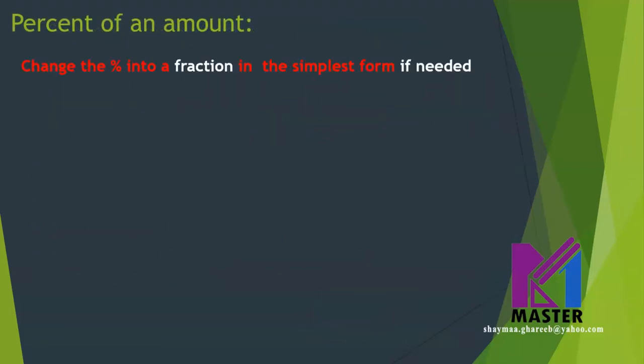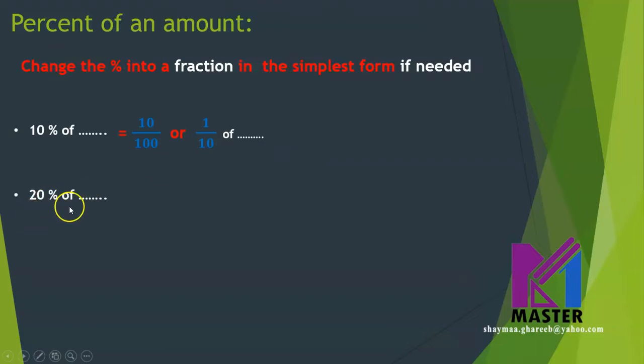First, let's start with how we can change a percent into a fraction in the simplest form. The 10% of an amount is, as we said before in previous videos, 10 over 100, and in the simplest form, it's 1 over 10. So instead of calculating 10% of an amount, it's the same as 1/10 of this amount, which means divide the amount by 10. We just divide the amount by 10.